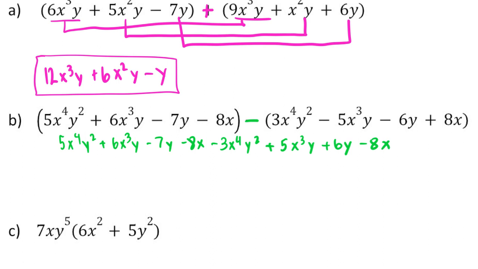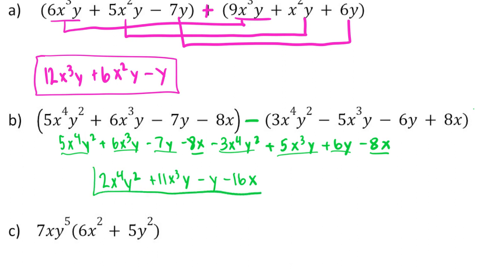So from there, we will now add like terms. We have the 5x to the fourth y squared minus the 3x to the fourth y squared. That gives us 2x to the fourth y squared. Then we have 6x cubed y plus 5x cubed y. That would give us 11x cubed y. Negative 7y plus 6y is negative y. And negative 8 minus more 8 is negative 16x. And that is our subtraction. We just combine like terms.